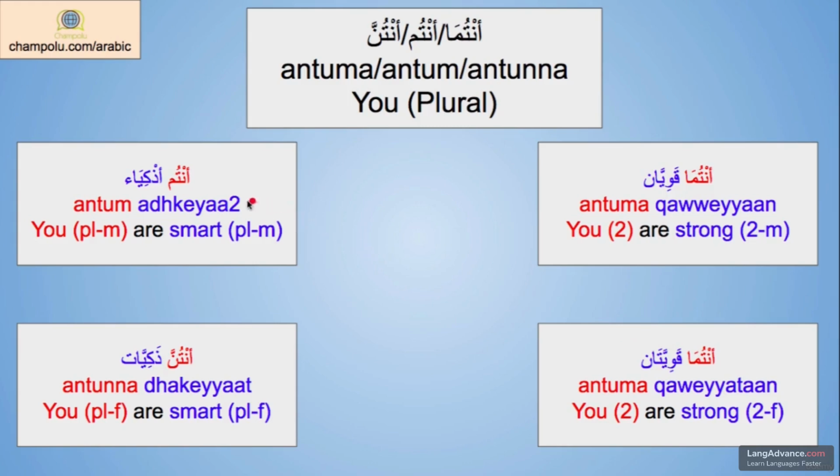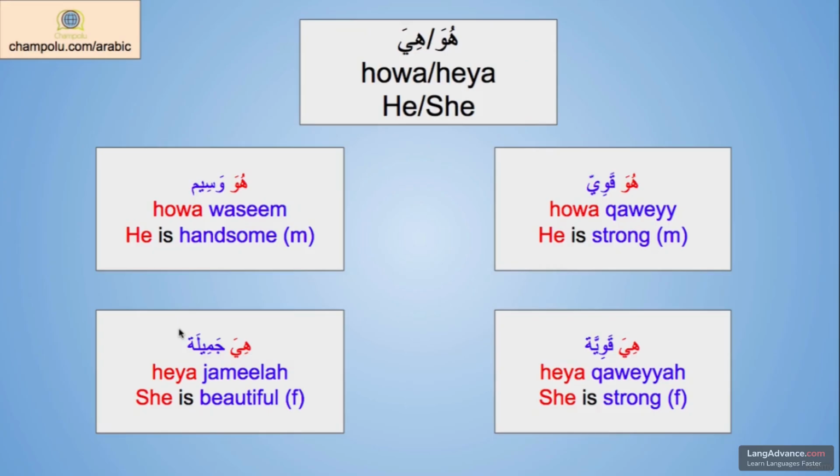And when you want to address a group of people, both males and females or just males, and tell them that they are smart, say أنتم أذكياء. You are smart. When you're addressing a group of females, you want to tell them that they are smart, you tell them أنتن ذكيات. You are smart.